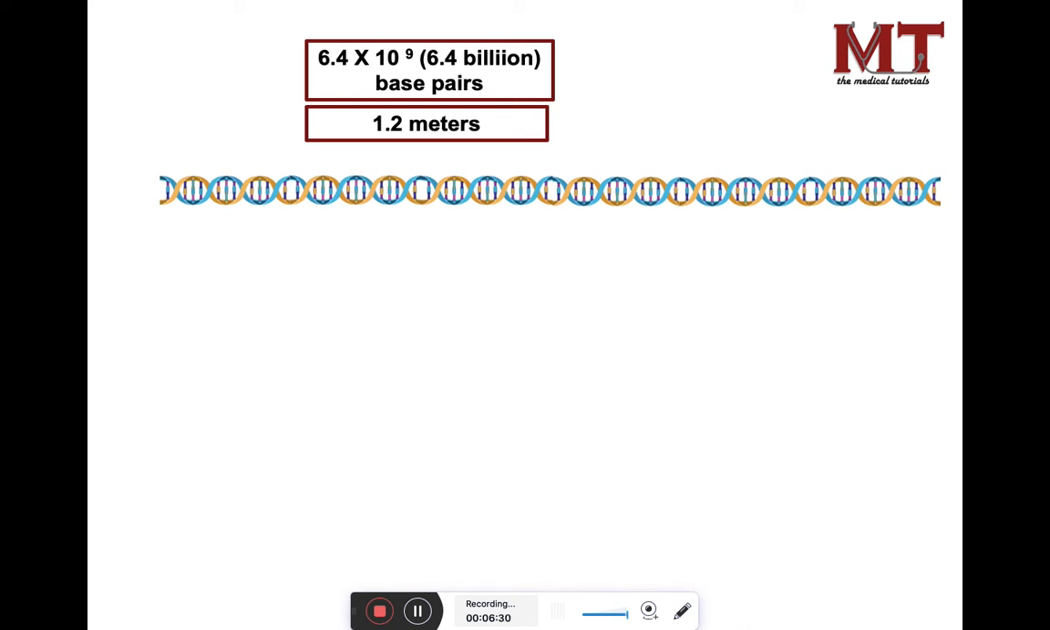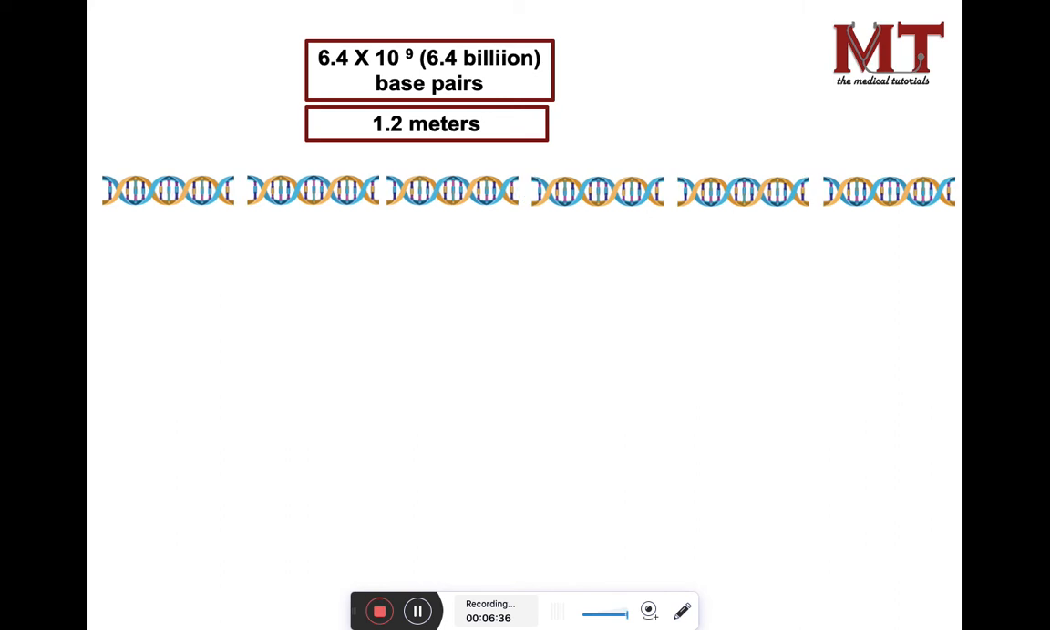This 6.4 billion base pair lengthy DNA is not a single strand of DNA. Rather, it is divided into 46 segments or 23 pairs of segments of DNA, and each segment is called a chromosome. So we can say that human genome consists of 23 pairs of chromosomes or 46 chromosomes.